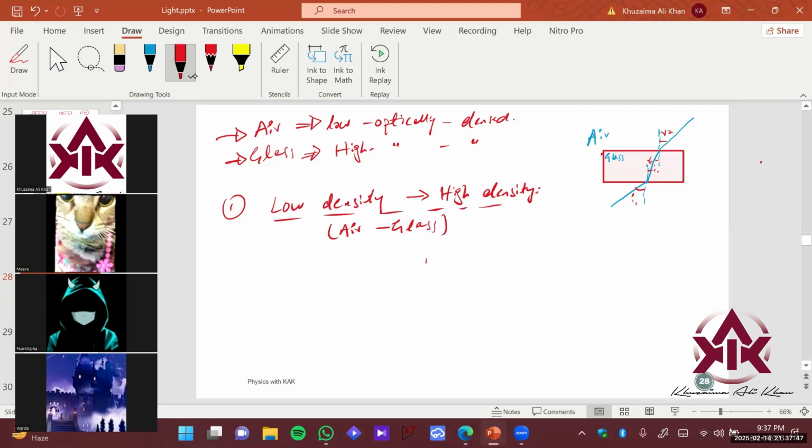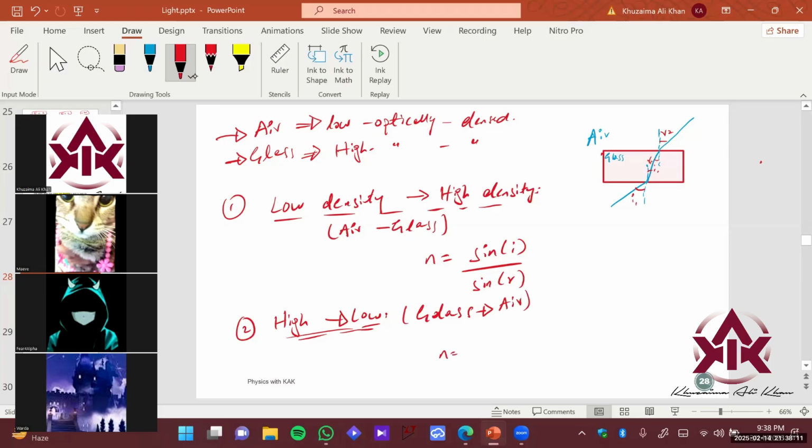The formula for refractive index is basically sin I over sin R, which you have seen, right? But if it is entering from high density to low density, high to low, like let's say from glass back to air, the formula changes to sin R upon sin I, right? Just make sure you remember this while solving questions. This is just one thing which I wanted to add over here.